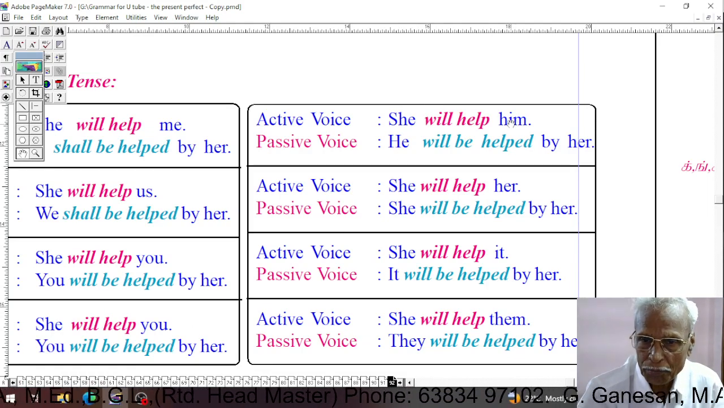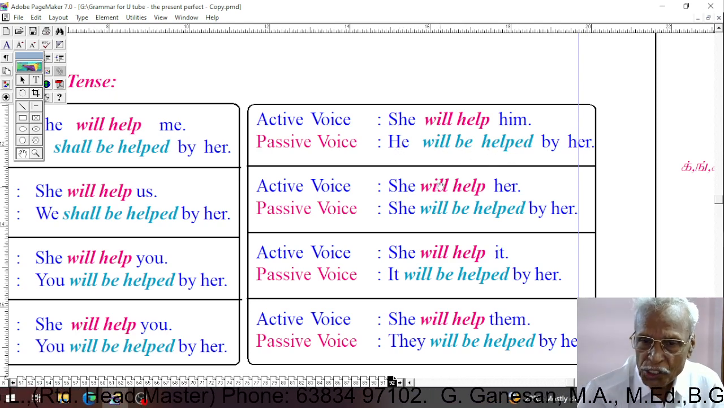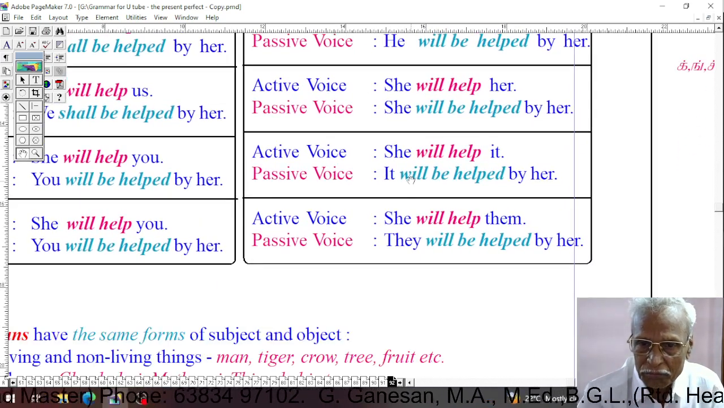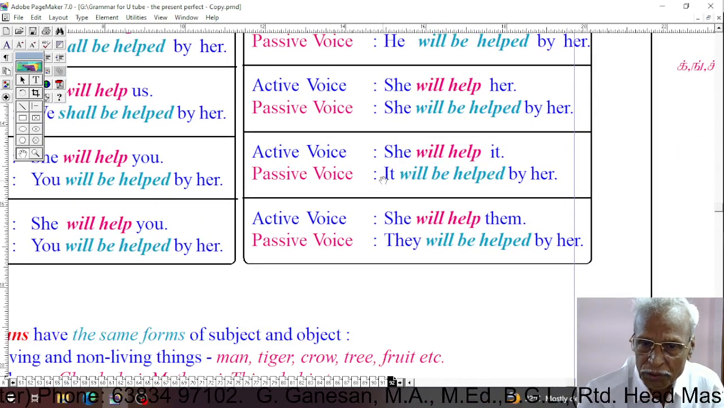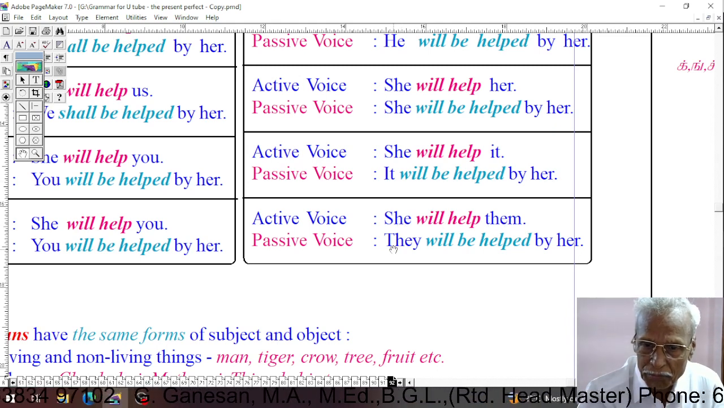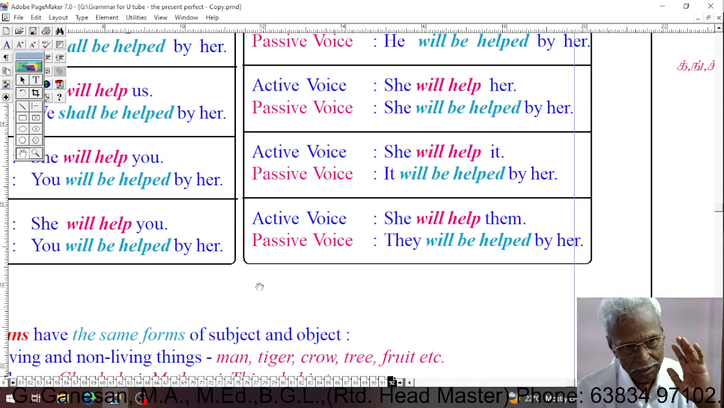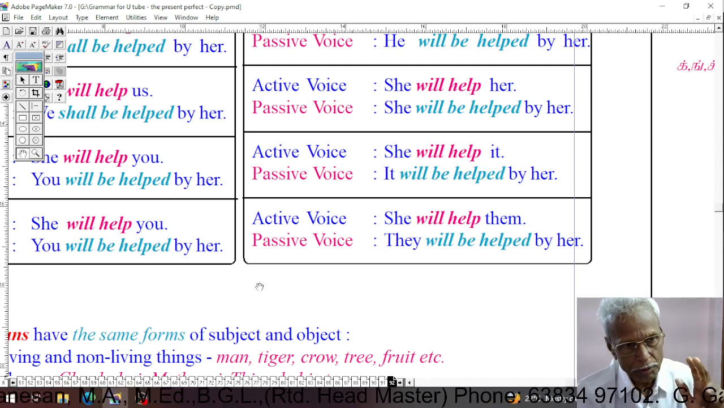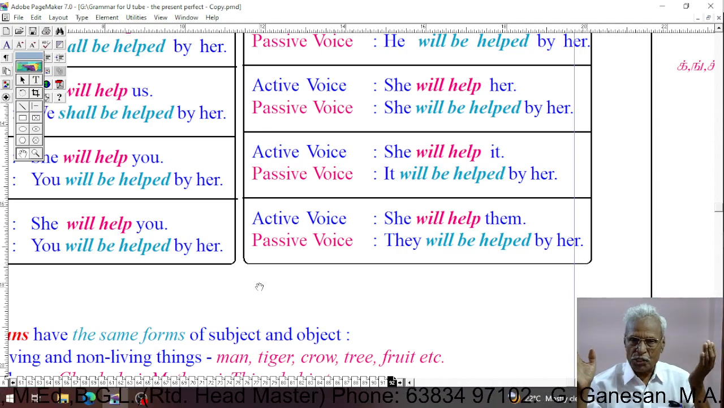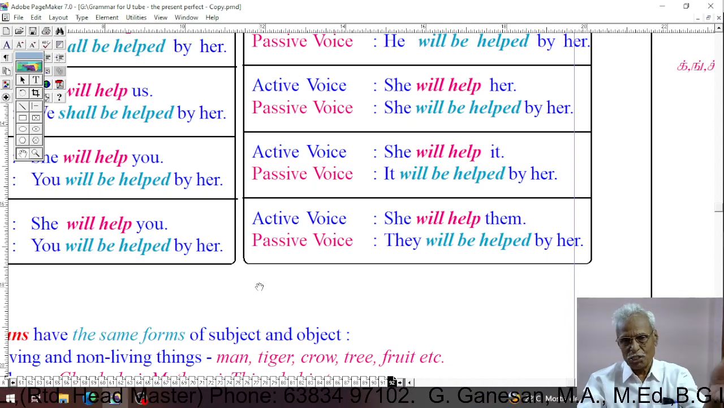She will help him. He will be helped by her. She will help her. She will be helped by her. She will help it. It will be helped by her. She will help them. They will be helped by her. Simple present, simple past, simple future: all the three simple tenses, with the eight subjects, I have shown you the examples.